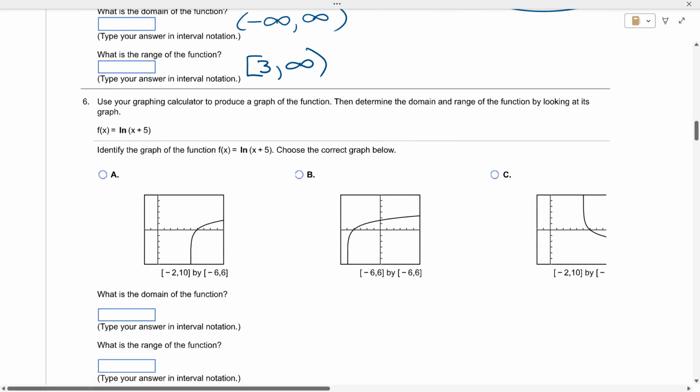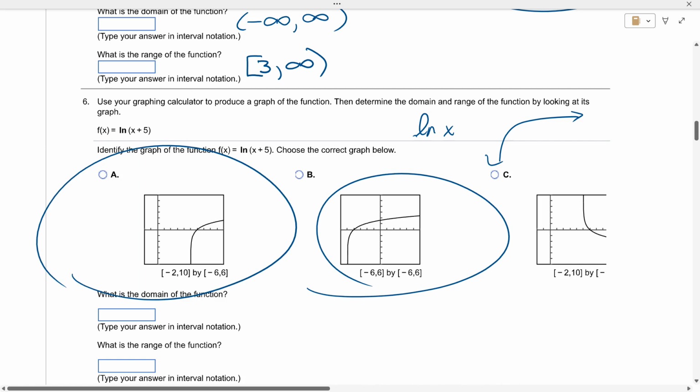The ln of x plus 5. Now, the ln of x is a function that looks like that. So it's one of these two functions. Okay, x plus 5. When it happens in parentheses, it affects the x, and it goes the opposite way of what you think. When you see a plus 5, you think it'll move to the right 5, but it actually moves to the left by 5. So it's choice B.